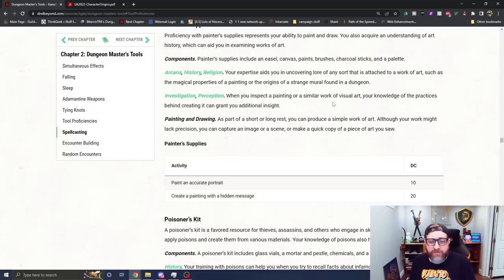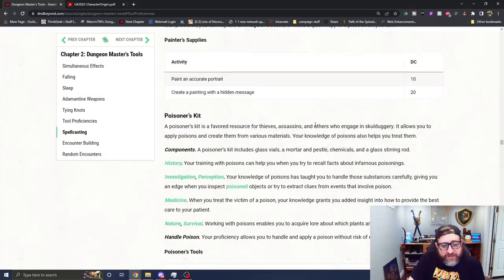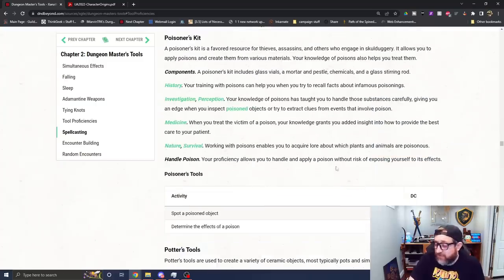Investigation and perception. When you inspect a painting, your knowledge of practices behind creating it can grant you additional insight. Poisoner's kit. This is another very useful kit. Let's see how this works.